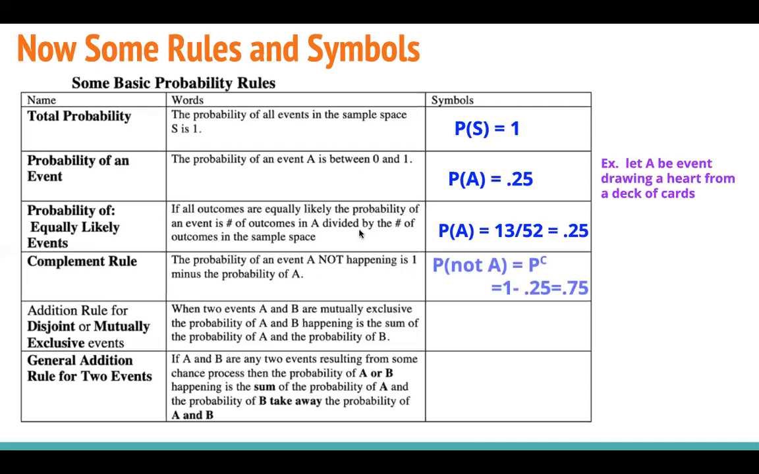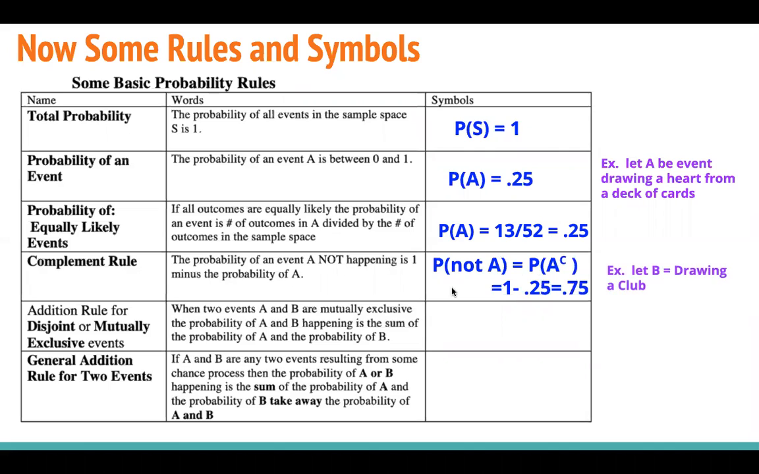The complement rule is the probability of A not happening. I take 1, my entire sample space, and subtract A. So I can say the probability of not A, and I put that in symbols. I can also write the probability of A with a little superscript C. That means A complement, or not A. Those things mean the same thing. And that is 1 minus 0.25, which equals 0.75. Hopefully that's pretty intuitive.